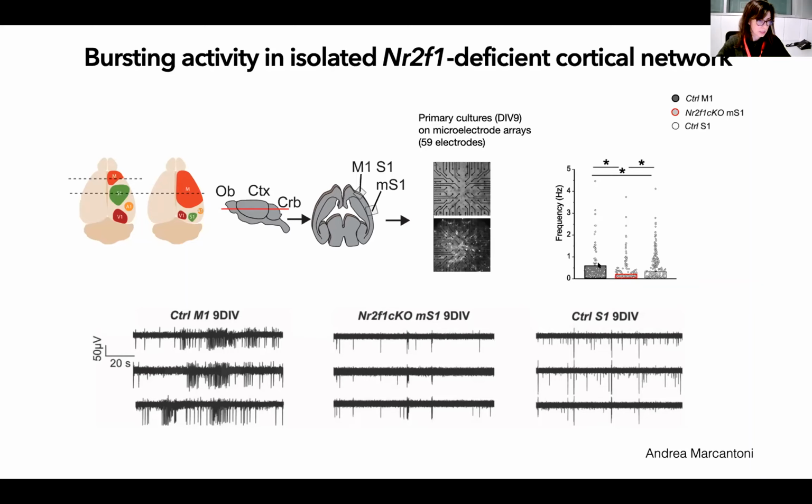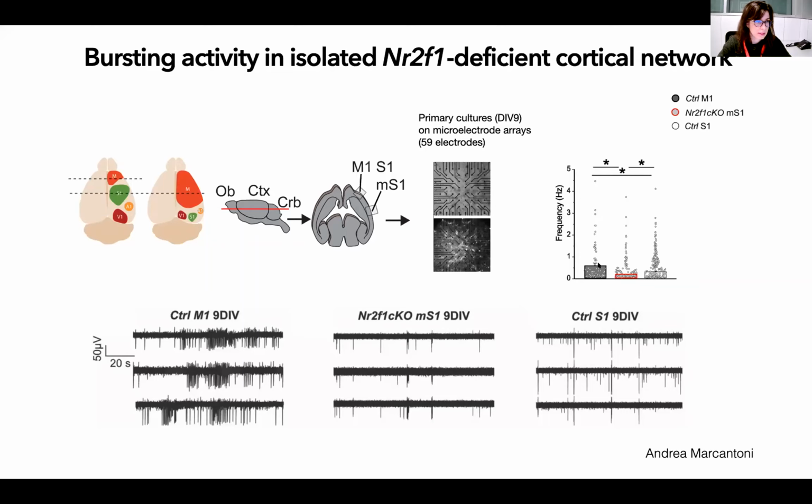When we analyzed each type of event, each type of burst, how many neurons were contributing to this burst, we observed that in every burst, in mutants, the number of neurons contributing to the burst was significantly higher when compared to both control conditions, and also the cross-correlation index was significantly higher in the mutant scenario when compared to normal cultures, suggesting that this intrinsic cortical activity was more synchronized in the absence of NR2F1.